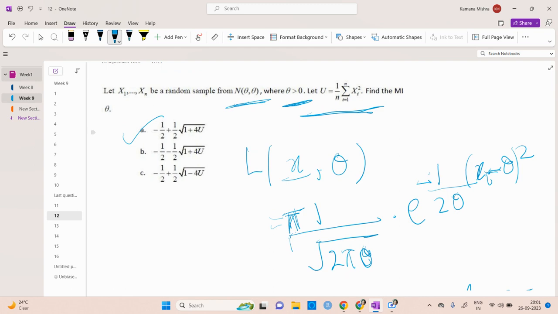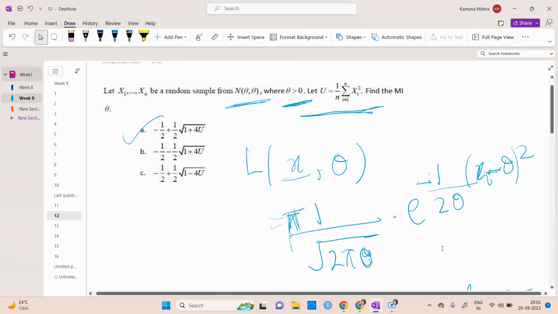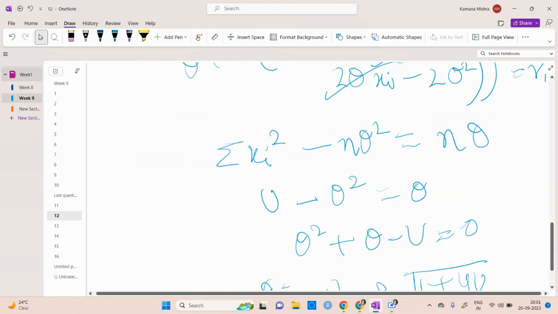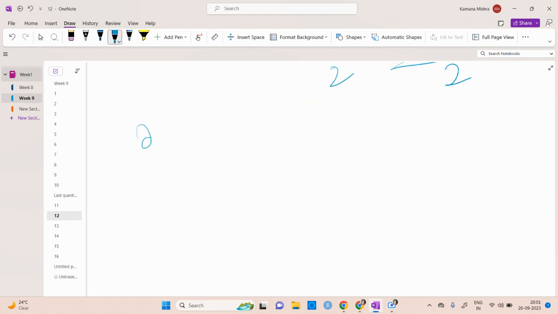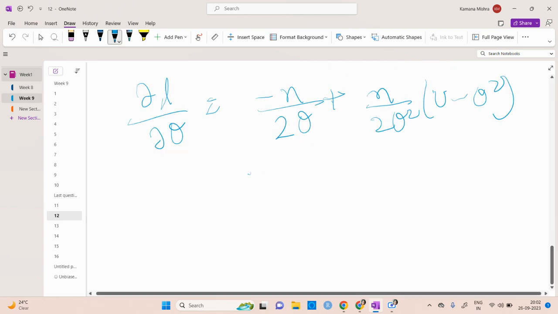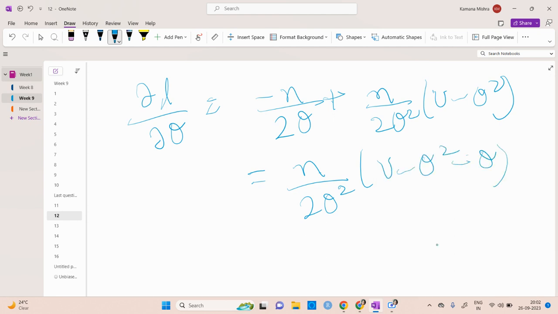Now you need to go through the del 2 by del theta 2, and then you need to find whether this is negative or not. So what we can do is simply write del L by del theta in terms of u. I'm just writing it, you can check it later on. So del L by del theta is what? n of minus n upon 2 theta plus n upon 2 theta square into u minus theta square. So it will come out as n upon 2 theta square into u minus theta square minus theta.